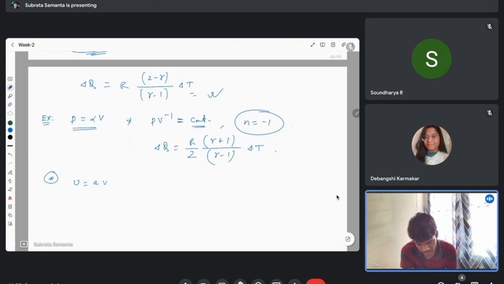Next, let's do another process, let's say U equals A V to the power alpha. So the process is given as U in terms of V, right? The first task is that we have to convert this into a polytropic process. So how do we convert? We are provided that all the processes are in an ideal gas.